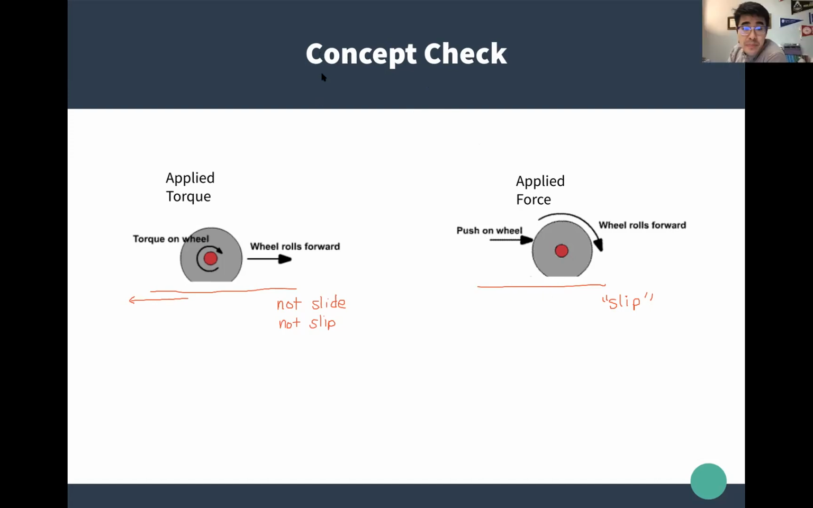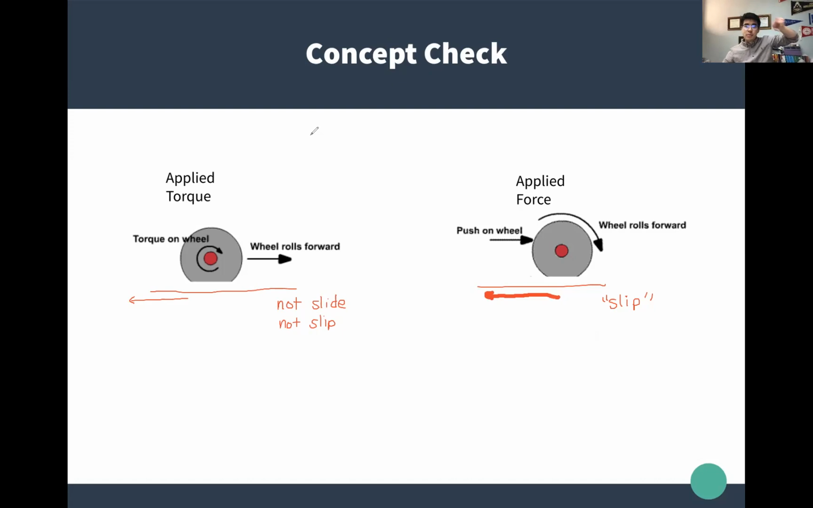So here's the concept. If it's slipping, that means its motion is going to want to go to the right. And remember the idea that friction is an opposing force. So the way the floor feels is that the wheel is slipping to the right. So for sure on the one on the right, it's going to point to the left.